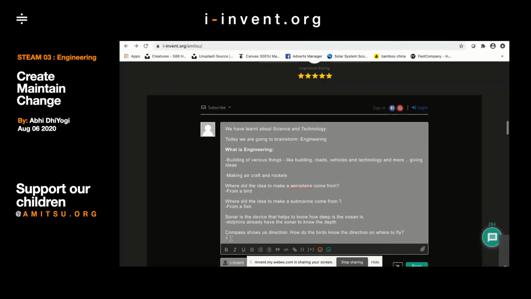So the birds have the compass in their beak. Okay, that is how they will find the direction.